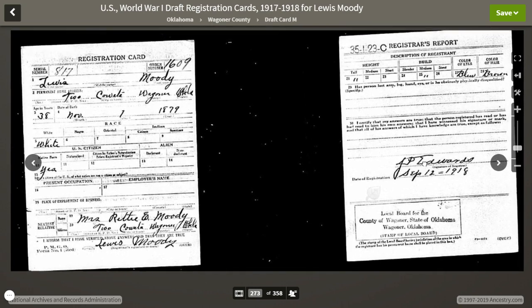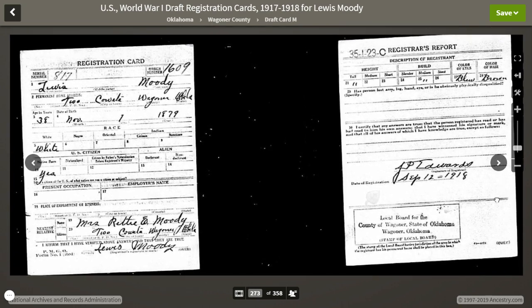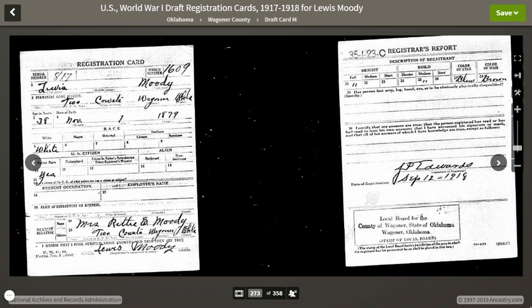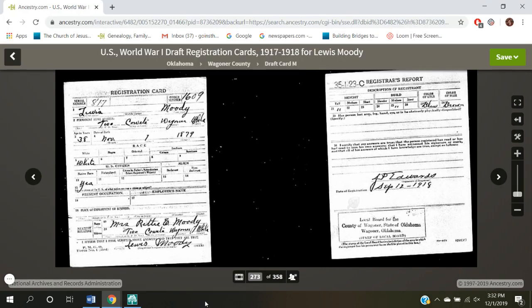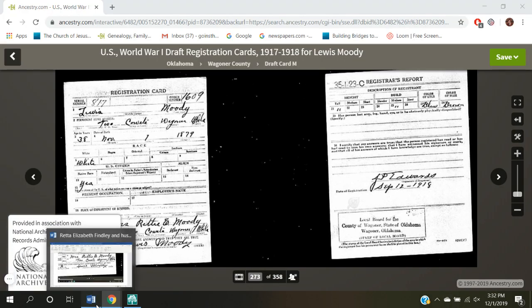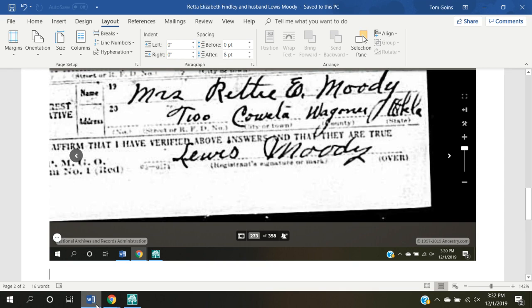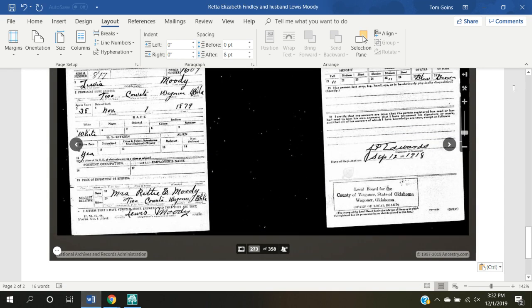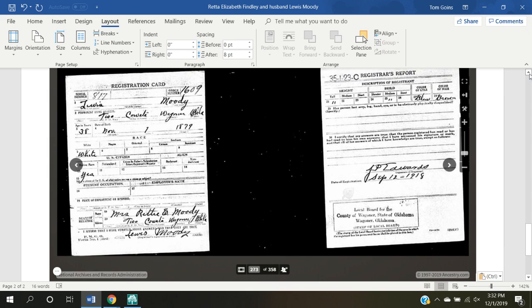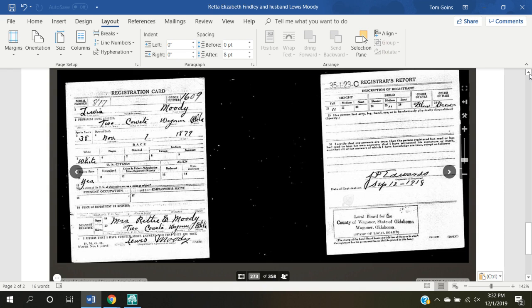Gives me more space for the image. And then I'll do a print screen of this by doing Control Print Screen for this laptop. Then I push FN, F11 again to go back so that I can save this image in my document in Microsoft Word. And this is the entire front and back of Lewis Alexander Moody's World War I registration card, at least this particular copy of it.